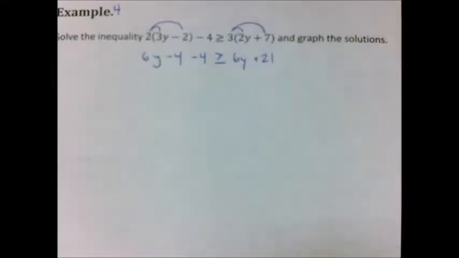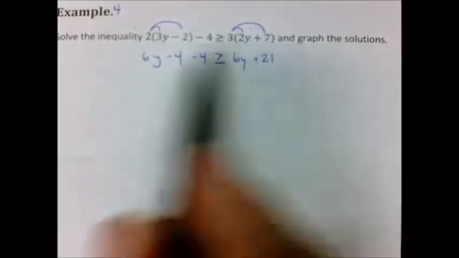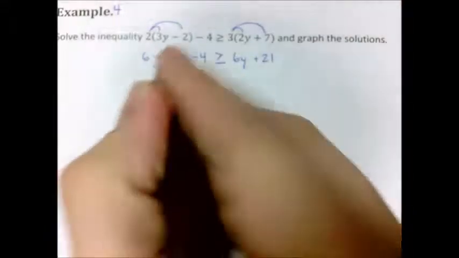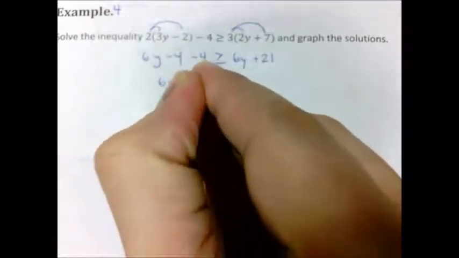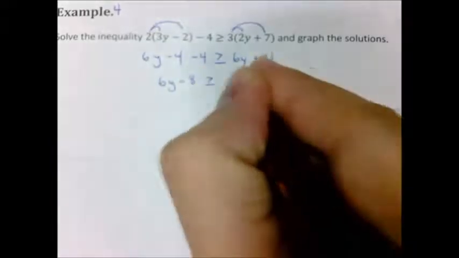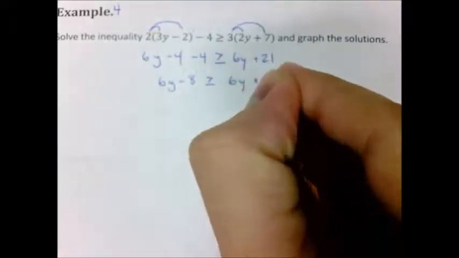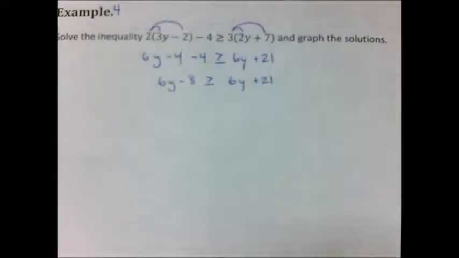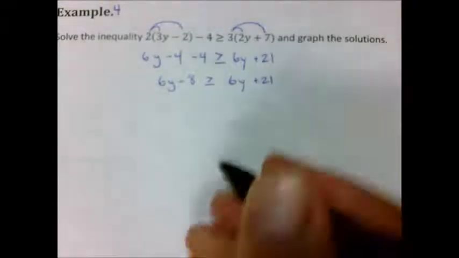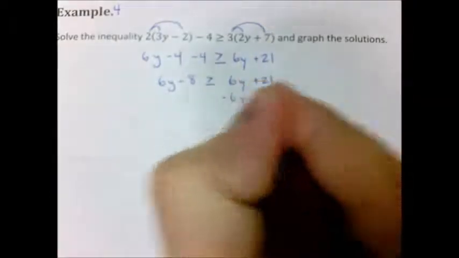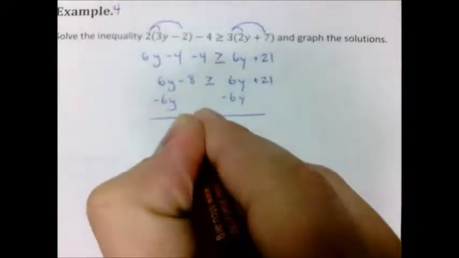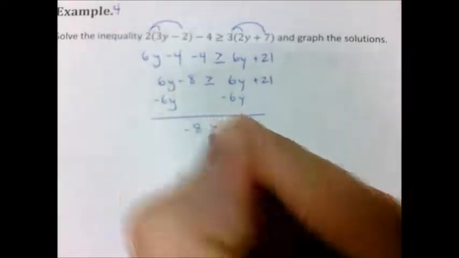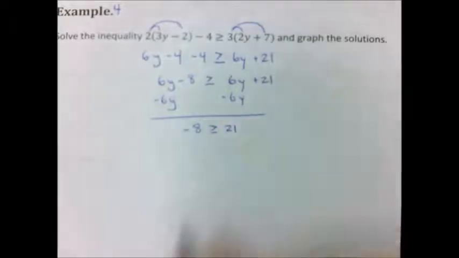Okay, so let's combine some like terms before we actually solve the variables. Negative 4 and negative 4, that makes negative 8, so we have 6y minus 8 is greater than or equal to 6y plus 21. And now we can get the variables on the same side. Let's go ahead and subtract 6y from both sides. We end up getting negative 8 is greater than or equal to 21.